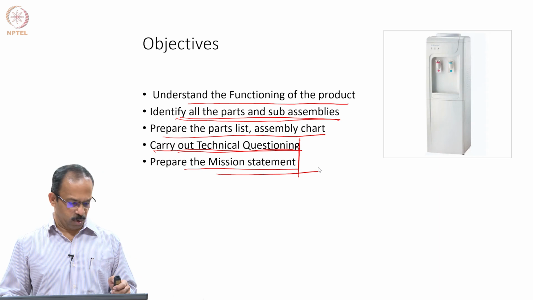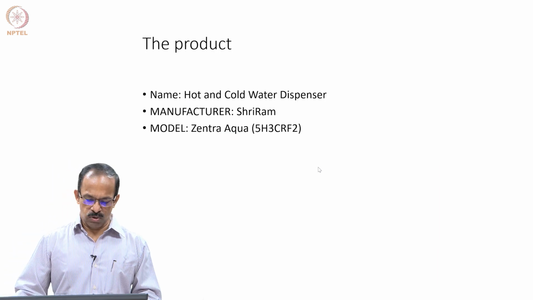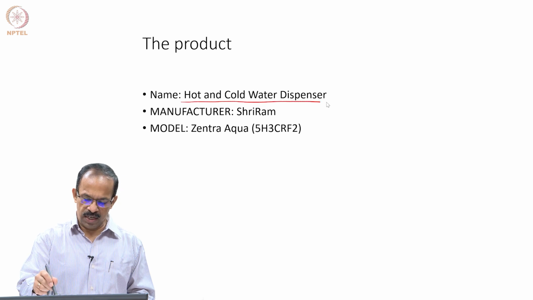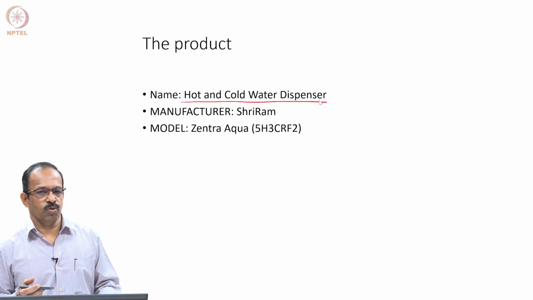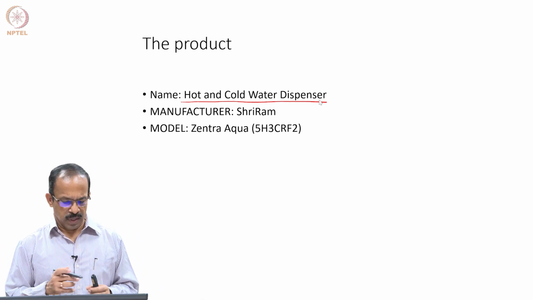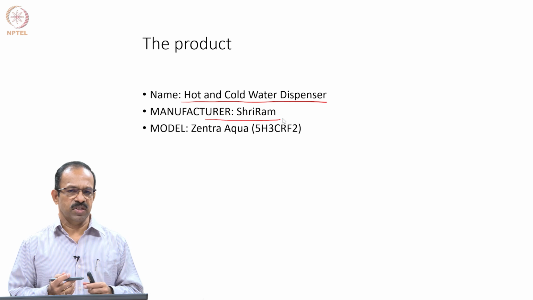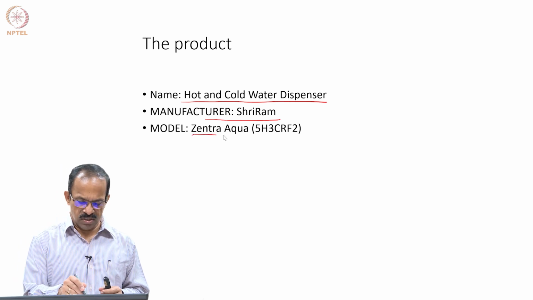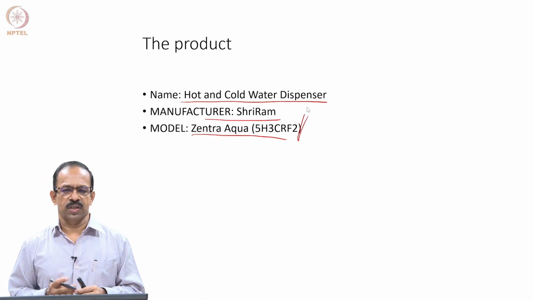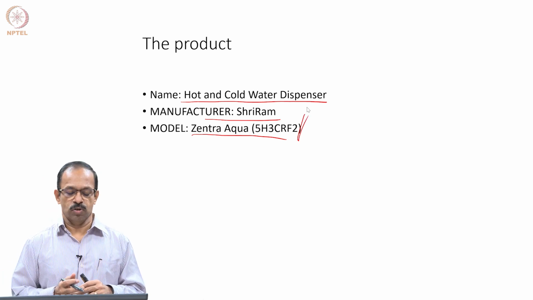So let us look at the product. The product that you are going to dissect is the hot and cold water dispenser. This dispenser has the feature for dispensing both hot and cold water. It is made by Shriram Industries, and the model is Centra Aqua 5H3CRF2. So that is the manufacturer's specification or the model name.